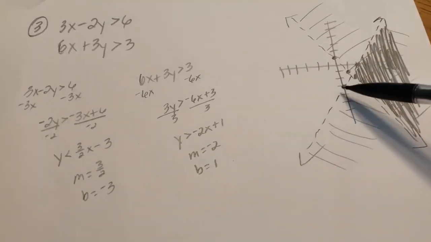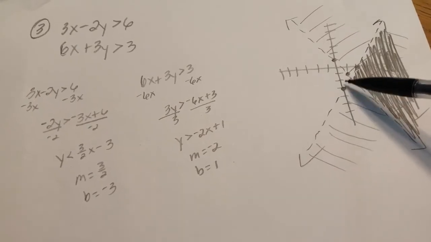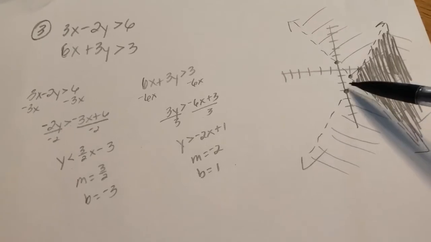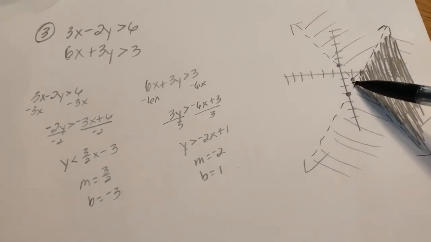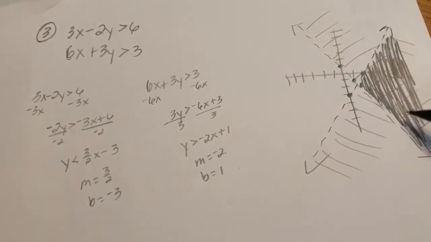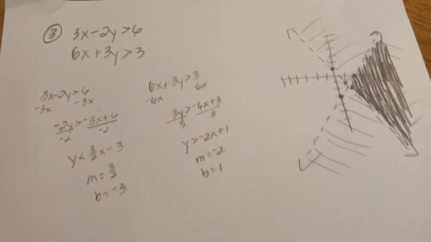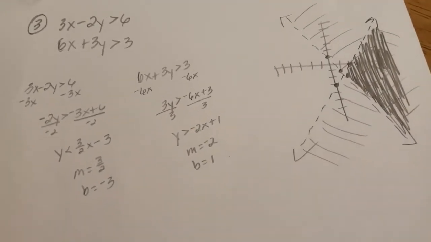Graphed the first one, starting at negative 3. Up 3, right 2, dotted line, shade below. And start at 1, down 1, right 1, dotted line, shade above. Again, I should see all of this shading and then the darkened in area, okay?